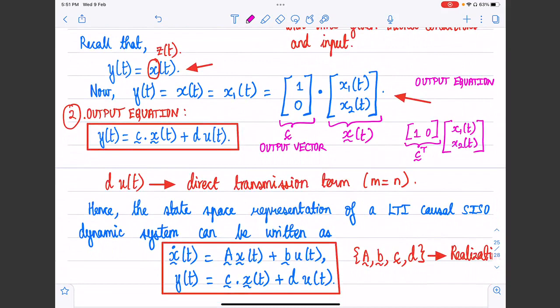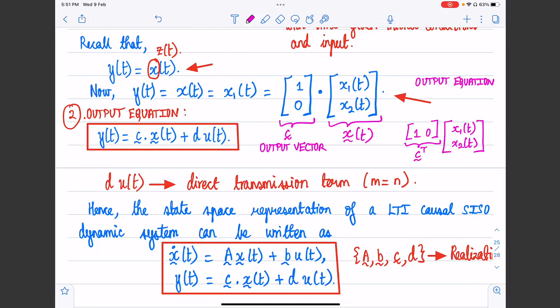How do I get x1 from the vector x1, x2? I need to extract x1 from the vector x1, x2, so I take the dot product with 1, 0. If I do the dot product with 1, 0, I get x1. So that's how we write it, and that's the general form.